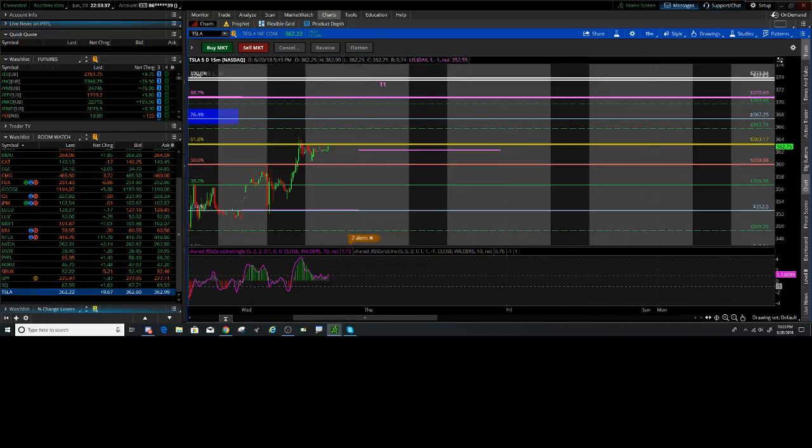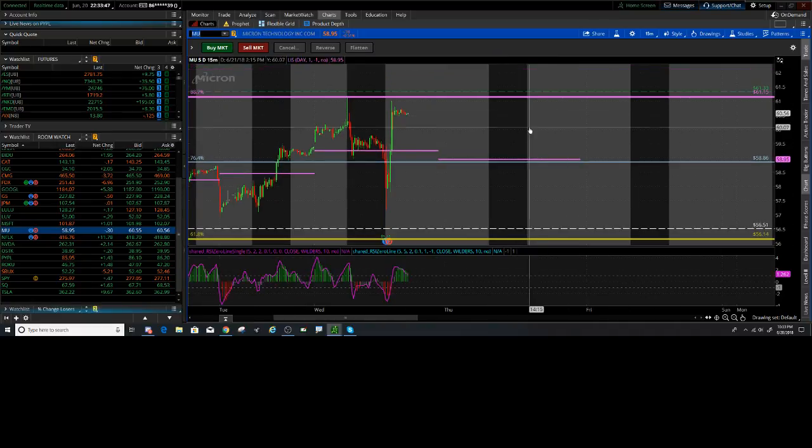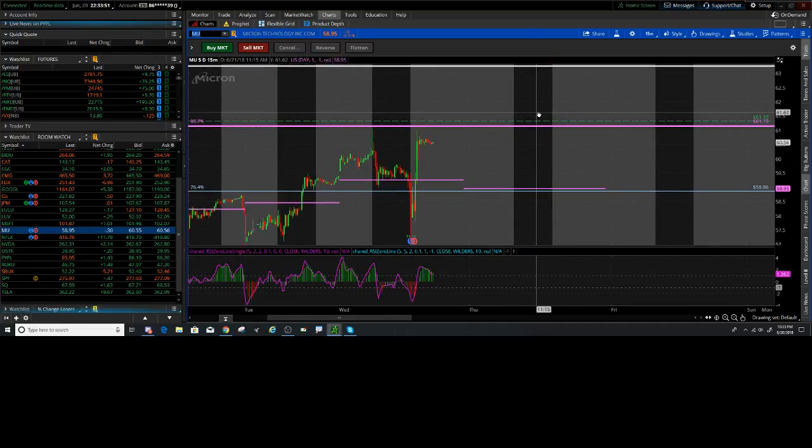Going up here, we do have MU. MU reported tonight, let's take a look and see what happened with them tonight. It looks like it pulled up into our target of almost 61. I would expect a nice run into 63.25 tomorrow. Go up the list here.